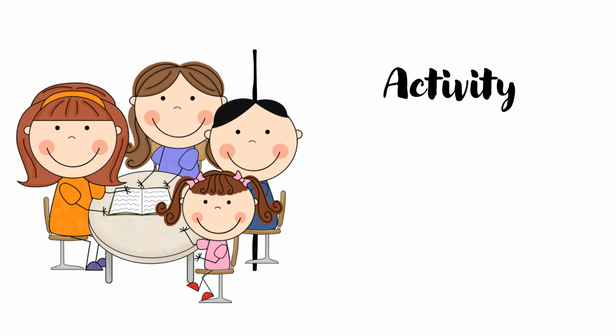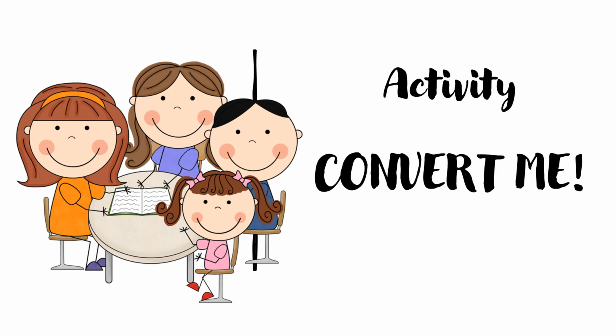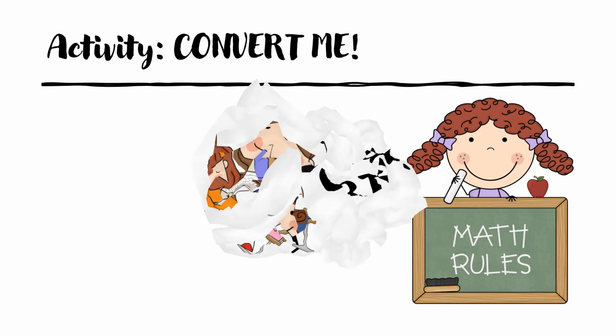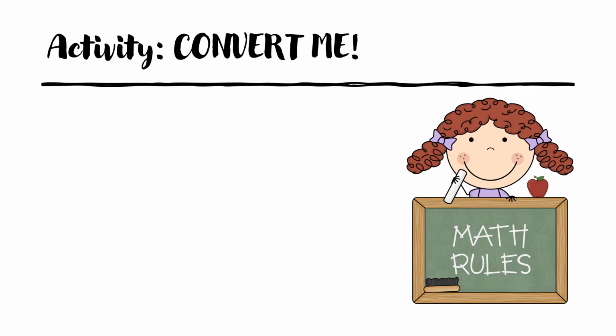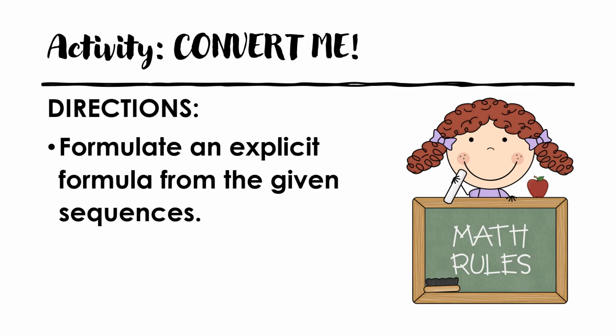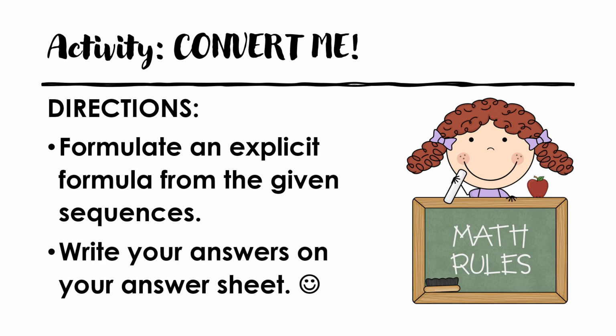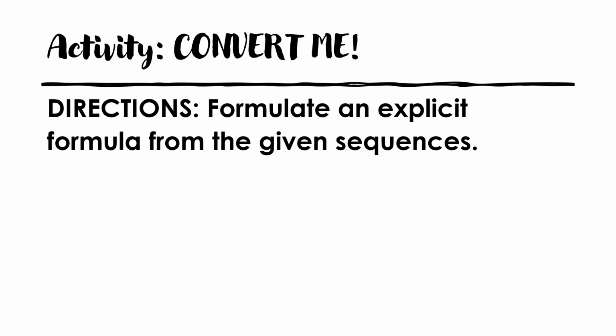To prove that you have learned something, let us have some activity. And the activity is entitled Convert Me. To answer the activity, let us follow some math rules. Directions. Formulate an explicit formula from the given sequence. Then write your answer on your answer sheet. Convert Me. Formulate an explicit formula from the given sequences.